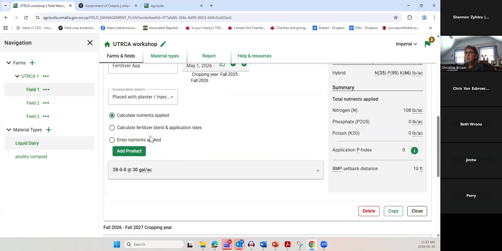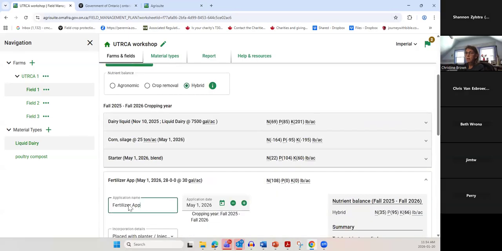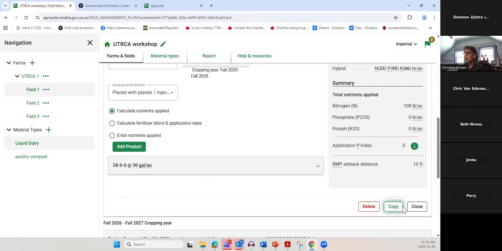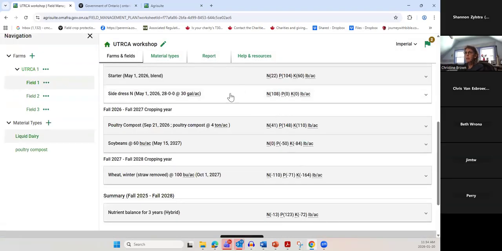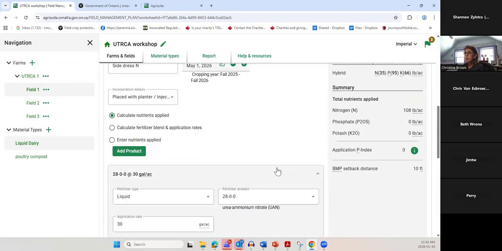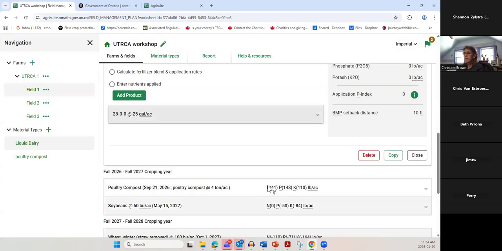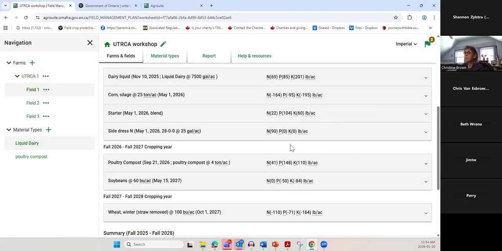And in this case, the other thing I was going to suggest was instead of calling it fertilizer app, call it side dress. Again, it makes it easier. Oh, oops, I was going to change that. So I was going to change it from 30 to, let's say, 25. So that's a little bit closer to my targets.